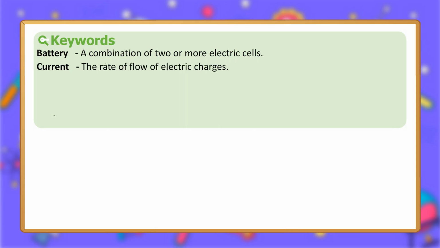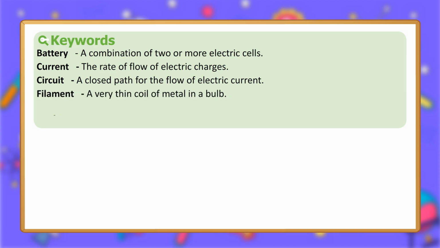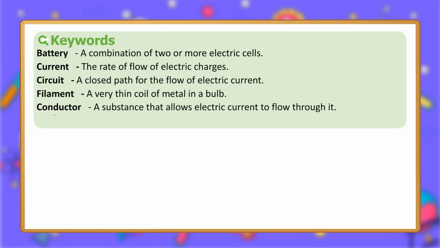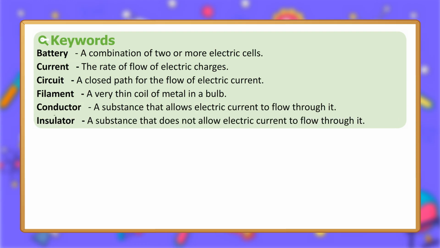Keywords. Battery: a combination of two or more electric cells. Current: the rate of flow of electric charges. Circuit: a closed path for the flow of electric current. Filament: a very thin coil of metal in a bulb. Conductor: a substance that allows electric current to flow through it. Insulator: a substance that does not allow electric current to flow through it.